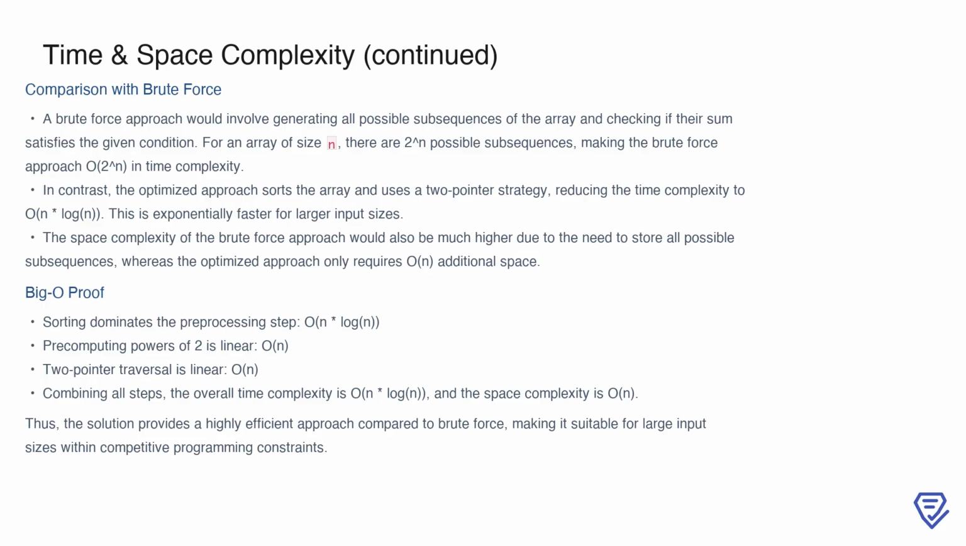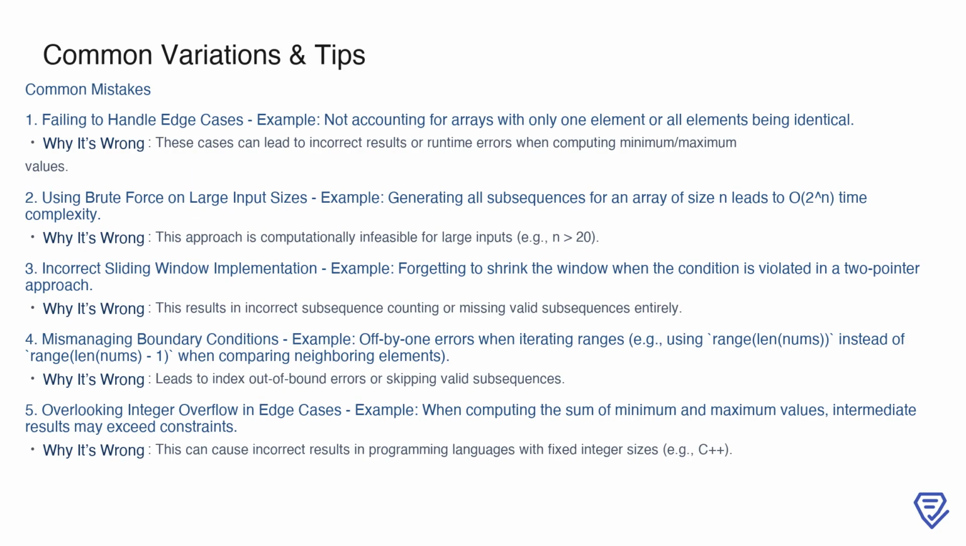This efficient combination of time and space usage makes our solution highly suitable for competitive programming and large-scale inputs. When tackling this problem, there are several common pitfalls to be aware of. First, failing to handle edge cases like arrays with only one element or arrays where all elements are identical can lead to incorrect results or runtime errors, especially when calculating minimum and maximum values. This is a fundamental issue that can be avoided with careful boundary checks.